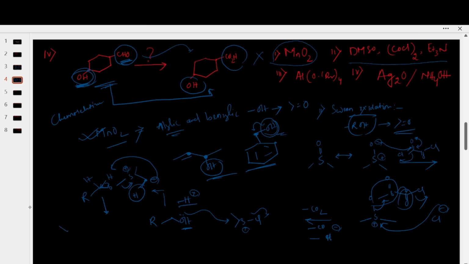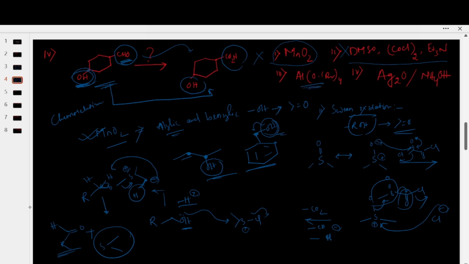Then we will get your carbonyl compound plus what we will get? We will get dimethyl sulfide, sulfur and two methyl groups. This is known as dimethyl sulfide. This is the mechanism of Swern oxidation. So in Swern oxidation, your alcohol gets converted to carbonyl compound, but here your aldehyde gets converted to acid. So this is also not favorable for that transformation. So option 2 is also wrong.